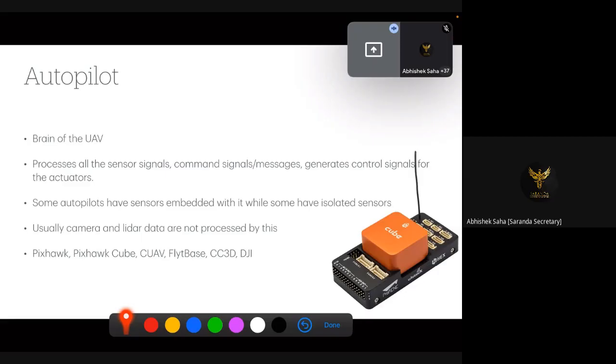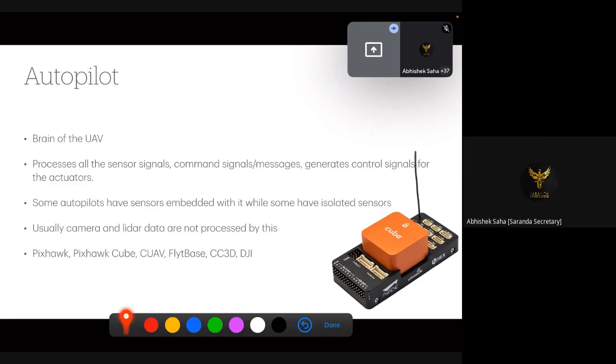Now the main thing that we have is the autopilot, which is the main brain of the unmanned aerial vehicle. It processes all the sensor signals, command signals and messages. It generates the control signals and then transmits the same to the actuators, which essentially are driving the UAVs.